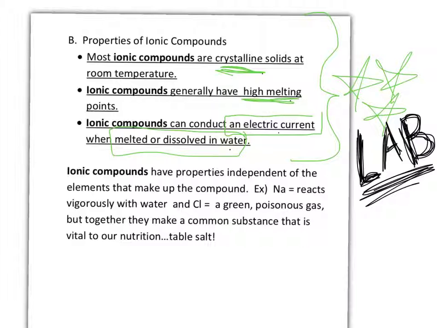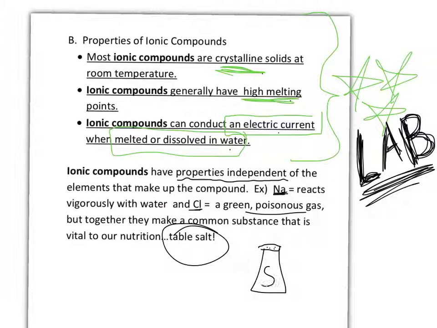Okay. So then again, ionic compounds, their properties are independent of the elements that make up the compound. So if you have sodium by itself, it reacts vigorously with water. If you have chlorine by itself, it's a poisonous gas. But together they make salt, and you eat salt within your food. Sometimes people add it, and you are completely fine eating it.